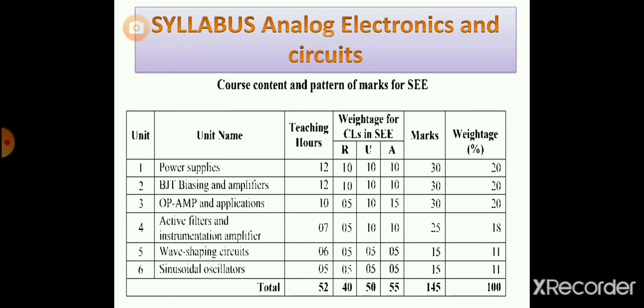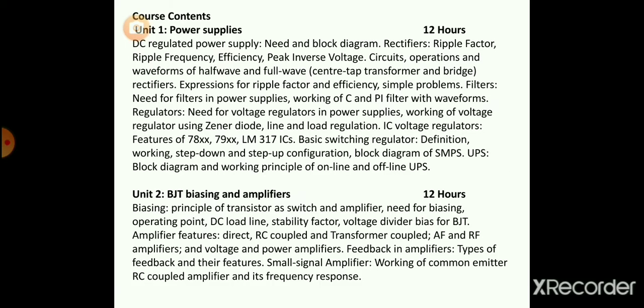Then the question paper pattern is part A and part B. Out of 6 units, you have to solve any 5 questions. 5 into 6, 30. Then in part B, 10 into 7, 70. 30 plus 70, totally 100 marks.